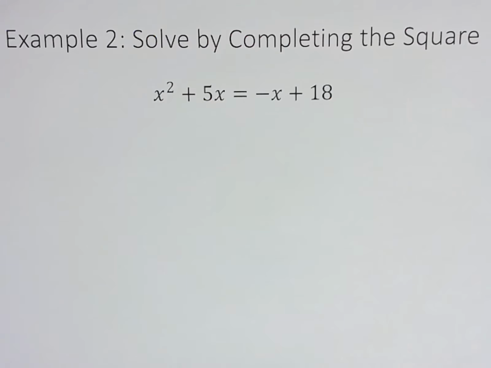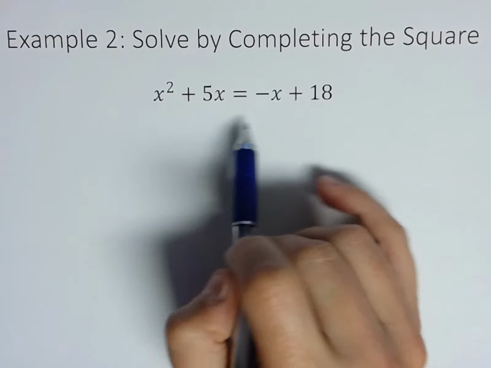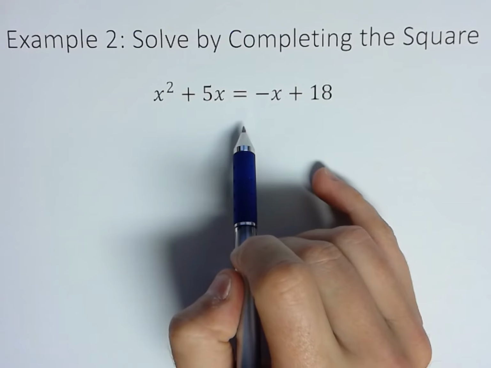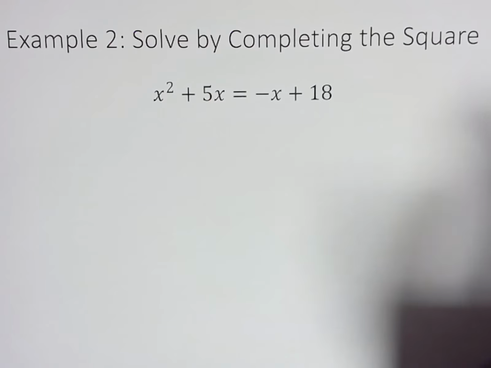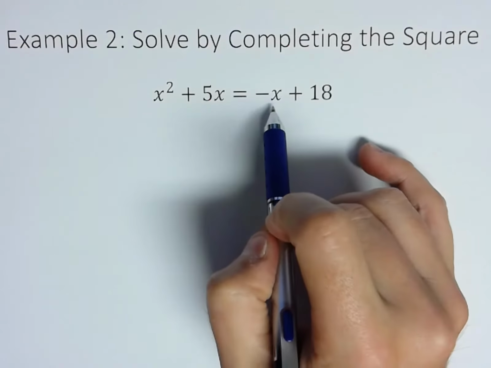Okay, here's another example. We want to solve this by completing the square. Notice it looks just a little different than that last one. It's not in descending order. So let's go ahead and bring this x over.